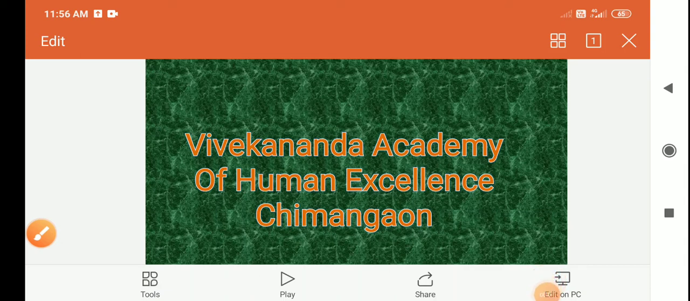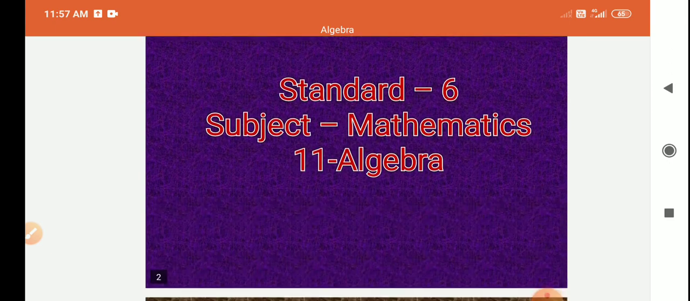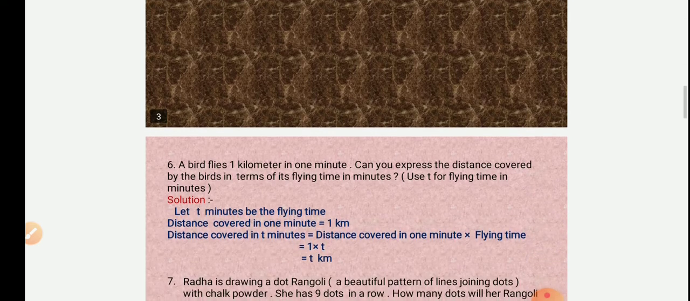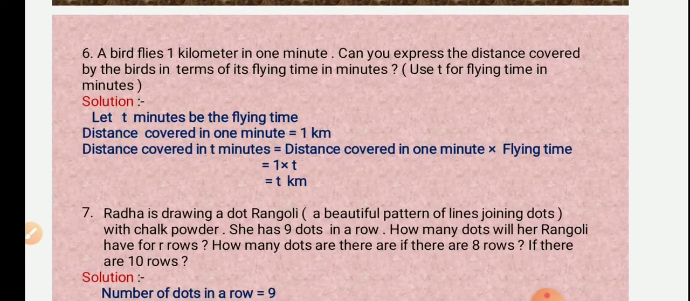Hi students, we have seen how to solve question number first, second, third, fourth and fifth from exercise 11.1. Now we will solve question number 6 from exercise 11.1. So let's see sixth question. So we will read it carefully.